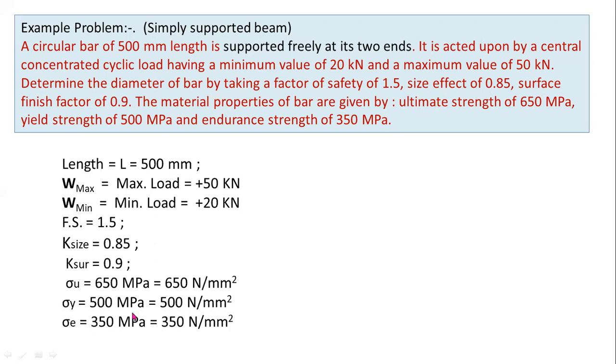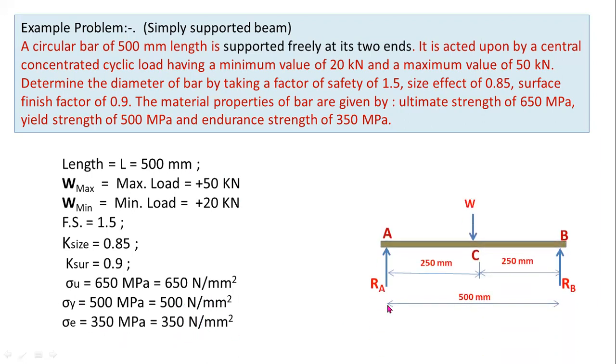So by using these values, you have to find out the suitable size of the diameter of the shaft, small d. So this is the diagram. Here this one is the beam, these two are the support reactions, and W is the central concentrated cyclic load. You can observe the total length of the beam equal to 500 mm, so the load is acting at a distance of 250 mm from each support.